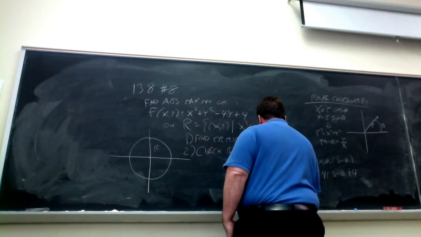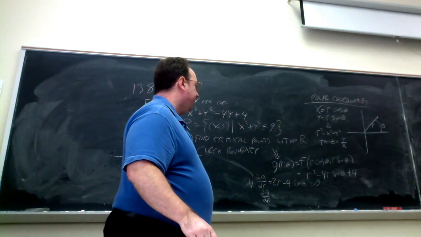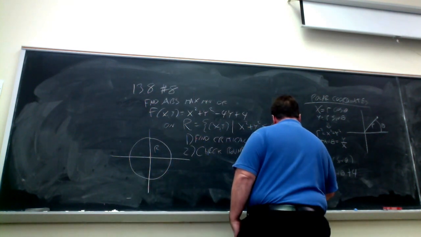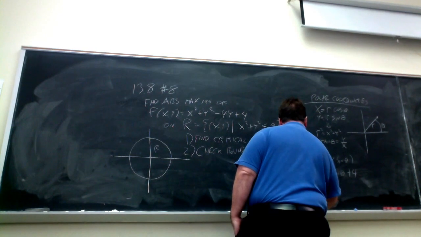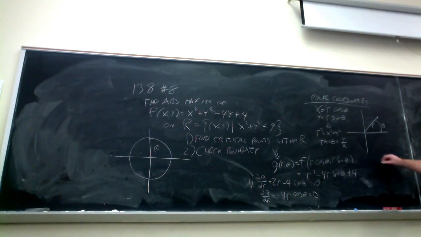Partial with respect to theta. So what is the derivative of this with respect to theta? R squared is constant, so it'd be negative 4 cosine theta. Yeah, minus 4r cosine theta. Now, our domain is, okay, still points r and theta, but r is between 0 and 3, and theta is between 0 and 2 pi.